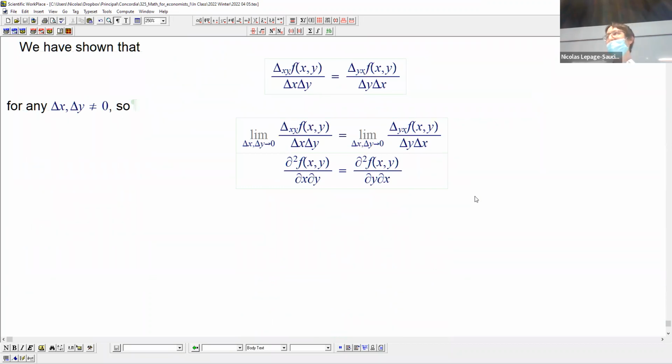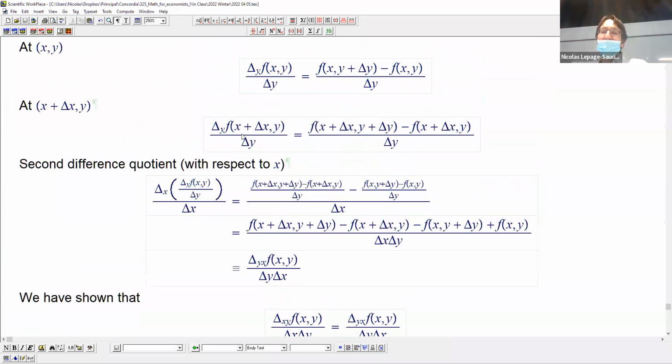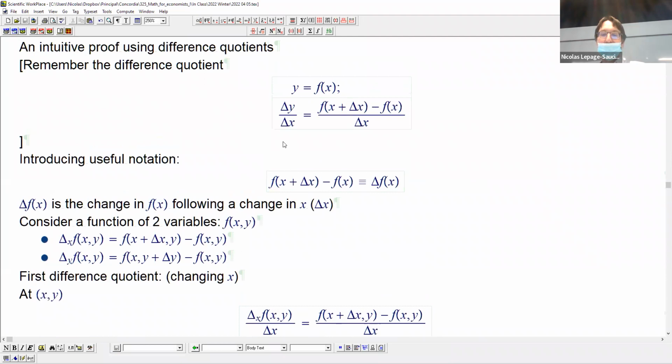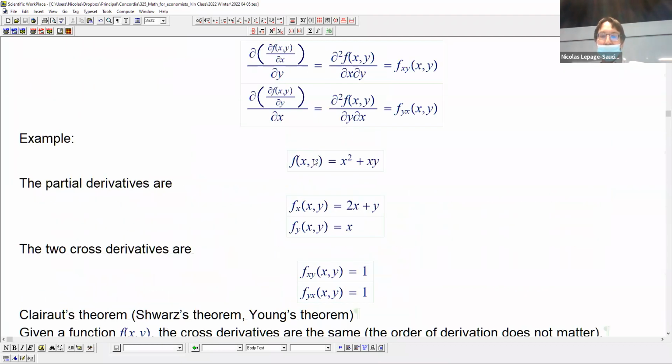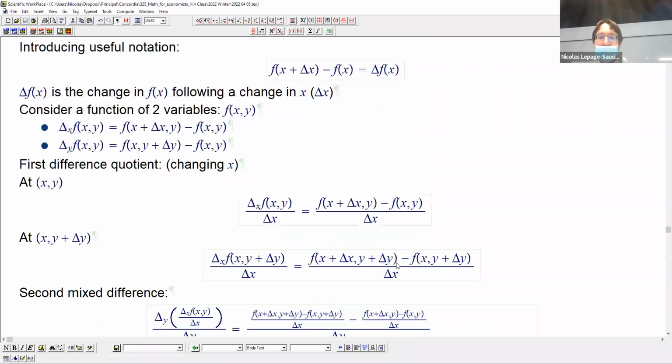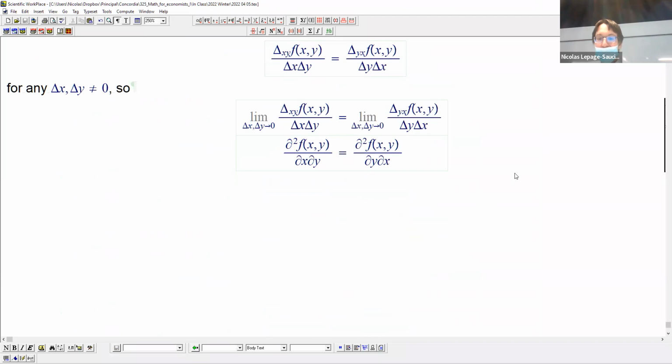So any questions? Or I'm guessing no questions. I'm guessing you want applications now. So I've shown you the application: if you take some function and differentiate first with respect to x, then y, or y then x, you get the same result. But yeah, so now we might go back to our economic application.